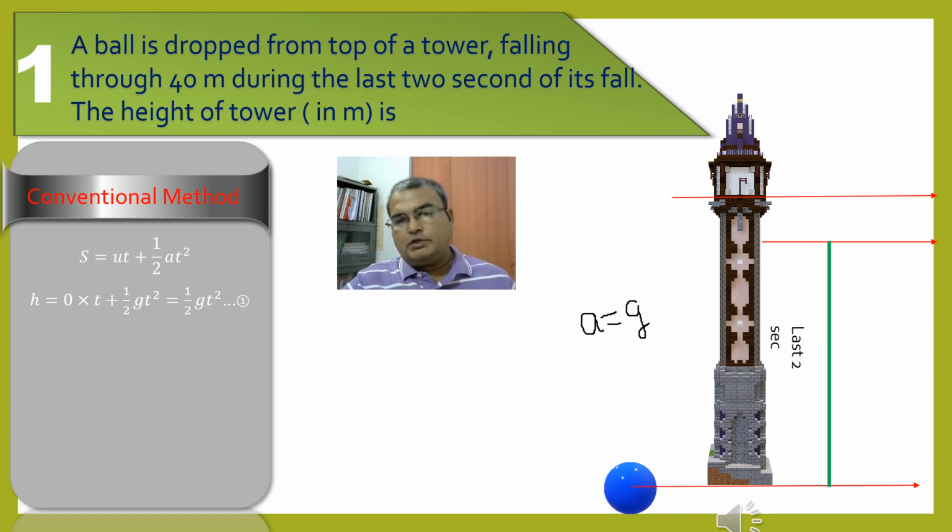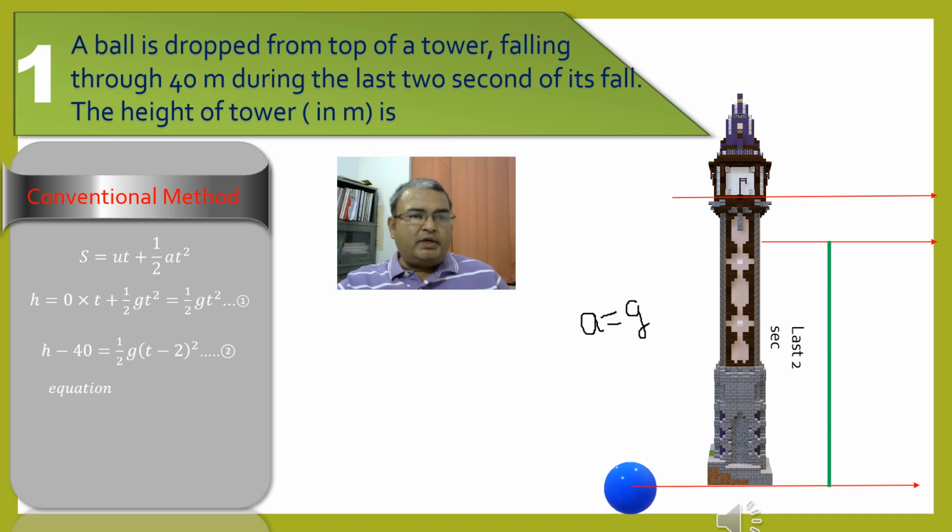If t is the total time of fall and in the last 2 seconds the ball traveled 40 meters, therefore h minus 40 is the distance traveled by the ball in t minus 2 seconds only. This we can also apply: S is nothing but h minus 40, traveled in t minus 2 seconds, half g (t minus 2) whole square, and we are getting this second equation.